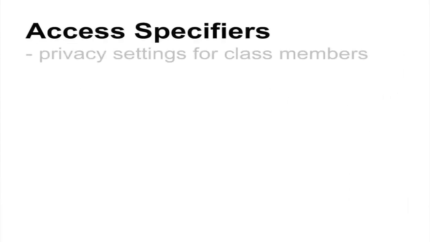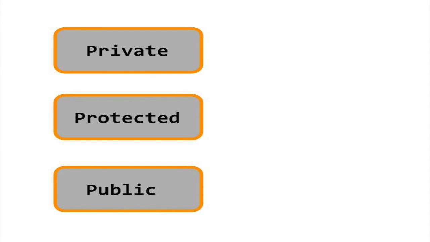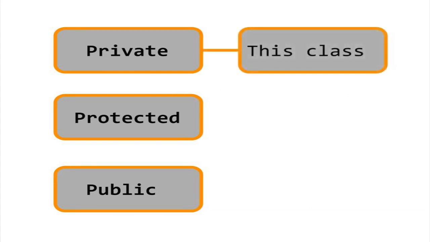In C++, there are certain key words for controlling the access level of the data members and methods of a class. Private means that the class members are only visible to the class itself. Usually, data members are private so that you can access them only through the setter and getter methods.